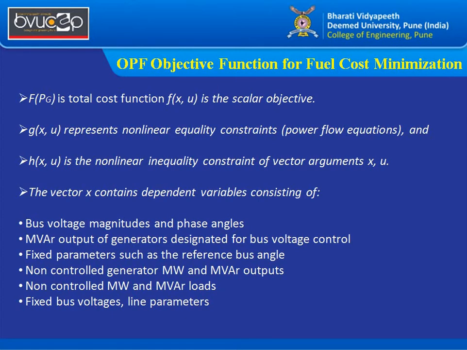So let us see what is there in vector x and u. As we can see, vector x contains the variables which can be either bus voltage magnitude, the reactive power output of the generators for the bus voltage, fixed parameters for the reference angles, non-control generators on for the reactive and active and reactive power, non-control active and reactive power on the loads, and fixed bus voltage for the line parameters. So out of these 6 categories you can select any one function or two as the function which we are going to consider for the fuel cost minimization.